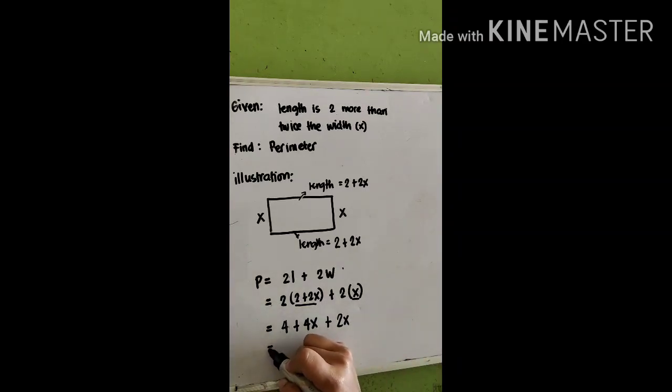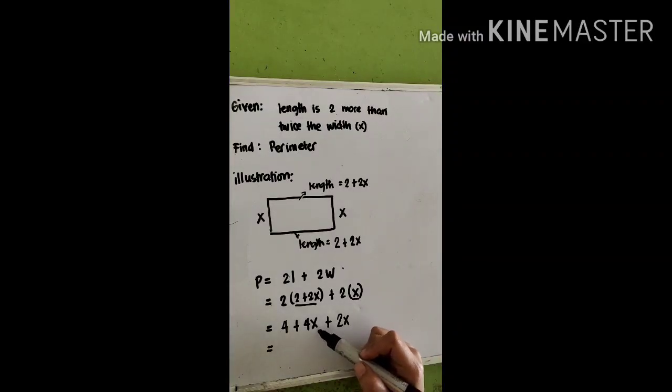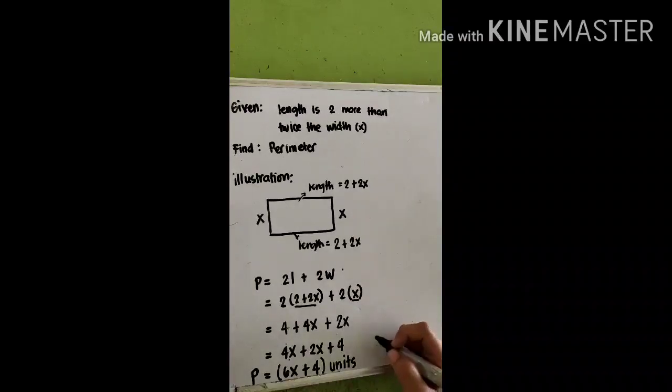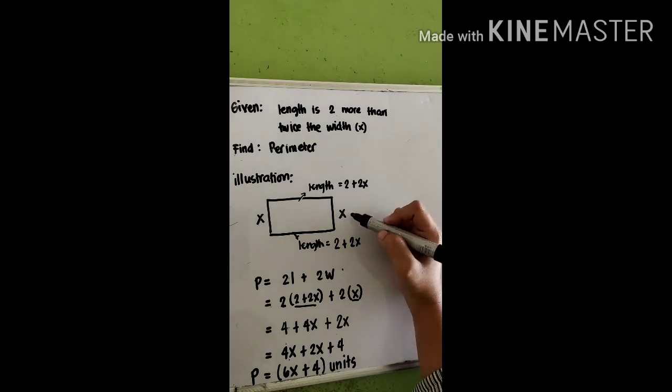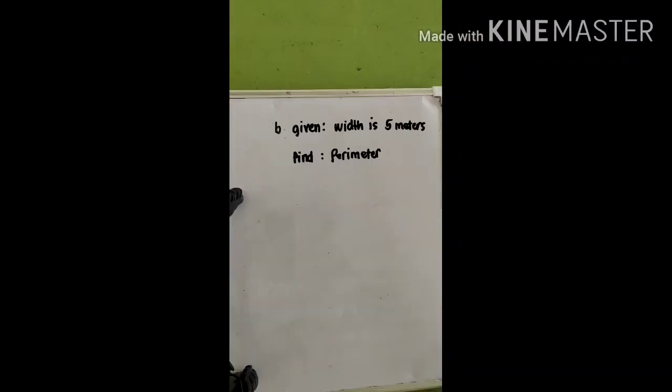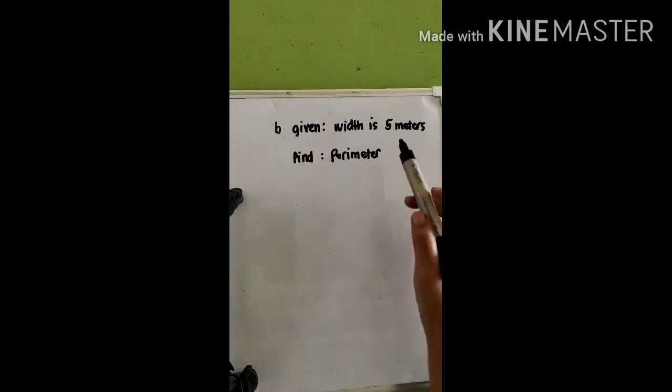Now let's rearrange first the terms in accordance to its degree. So we have the highest here is degree of 1. So we have 4x and 2x. So positive 4x plus 2x. And then last is the constant 4. Okay, so we have now 4x plus 2x, which is 6x plus the constant 4. So the perimeter of our rectangle, whose width is x and whose length is 2 plus 2x, is equal to 6x plus 4 units.